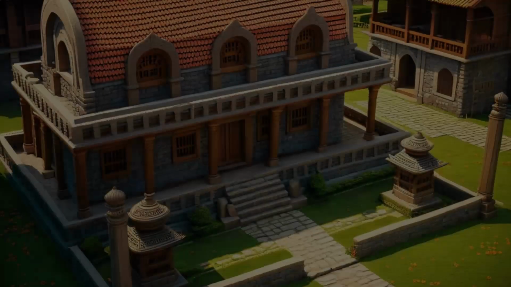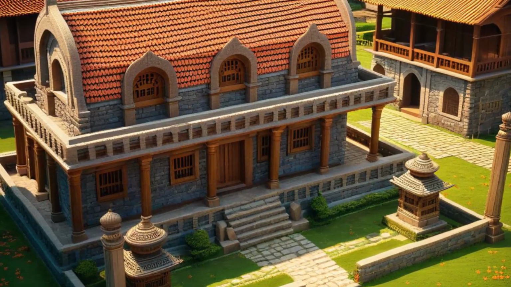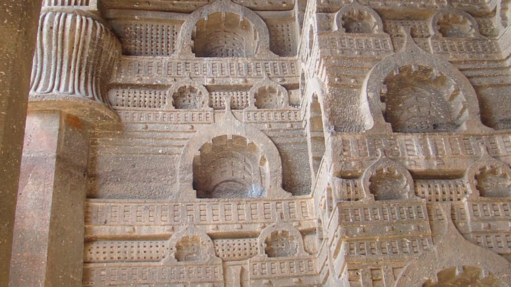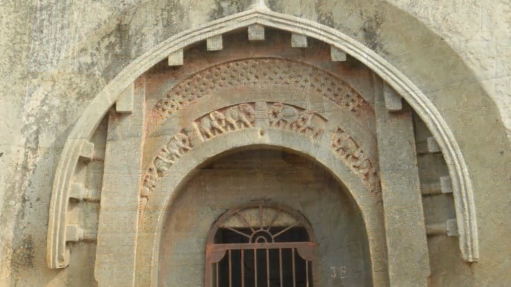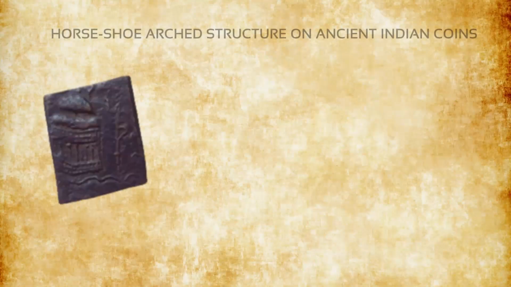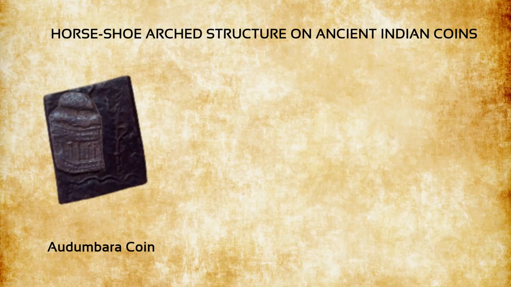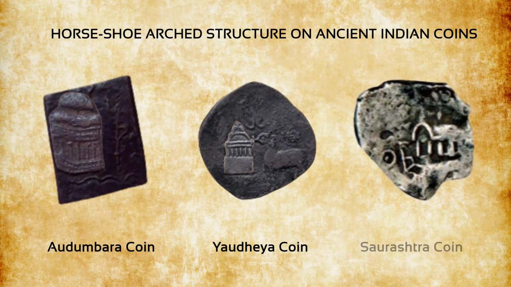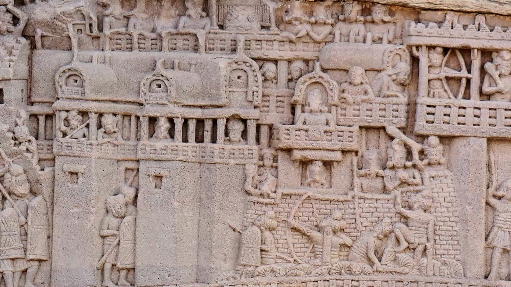So we get a basic idea of how ancient Indian mansions might have appeared, not the Mughal Rajput palaces we see today, but more like the structures found in ancient caves. It's not just Buddhist style, but a uniquely Indian one. Even the earliest physical references to temple architecture, as seen in Indian coins, depict this style. Examples from the Audumbara, Yaudheya, Trigarta, and Saurashtra coins date back to the 3rd century BCE.